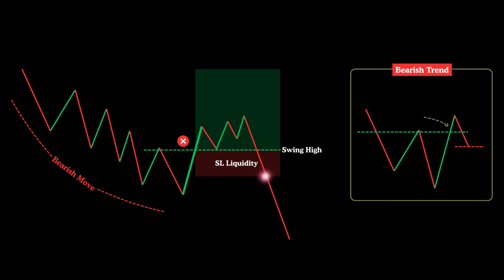trapping all these buyers. It's important to note that when the market is in a downtrend, it often looks as if the price is breaking the swing high, encouraging traders to take long trades. However, this same move is actually a liquidity trap. Therefore, in this condition, you should look for setups on the chart for short trades rather than long trades.